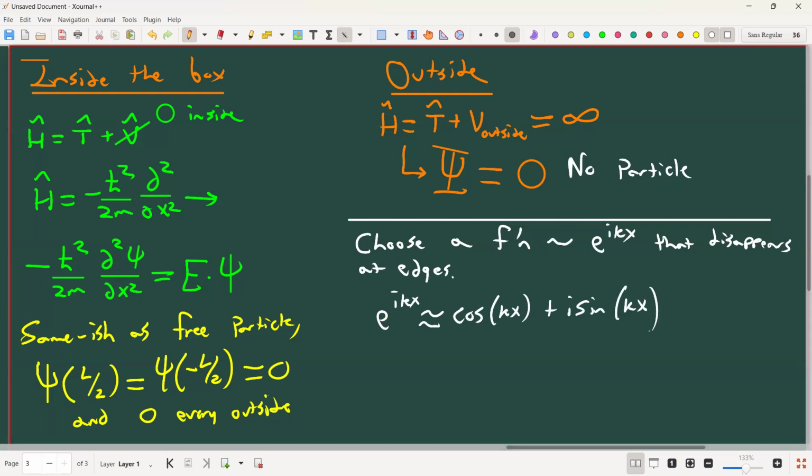So why don't we try just picking one of these? Because cosine and sine also satisfy the same property. We saw that, remember? We saw that cosine and sine are perfectly valid solutions for the Schrodinger equation. The problem with sine and cosine is that the integral is divergent over an infinite box. Sine squared dx from negative infinity to positive infinity is infinite, so you can't normalize.